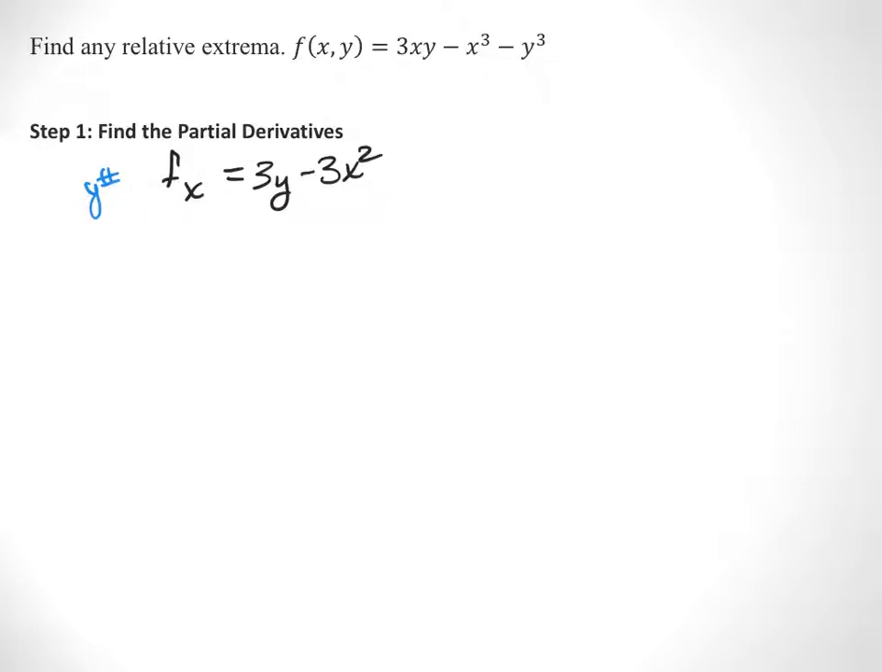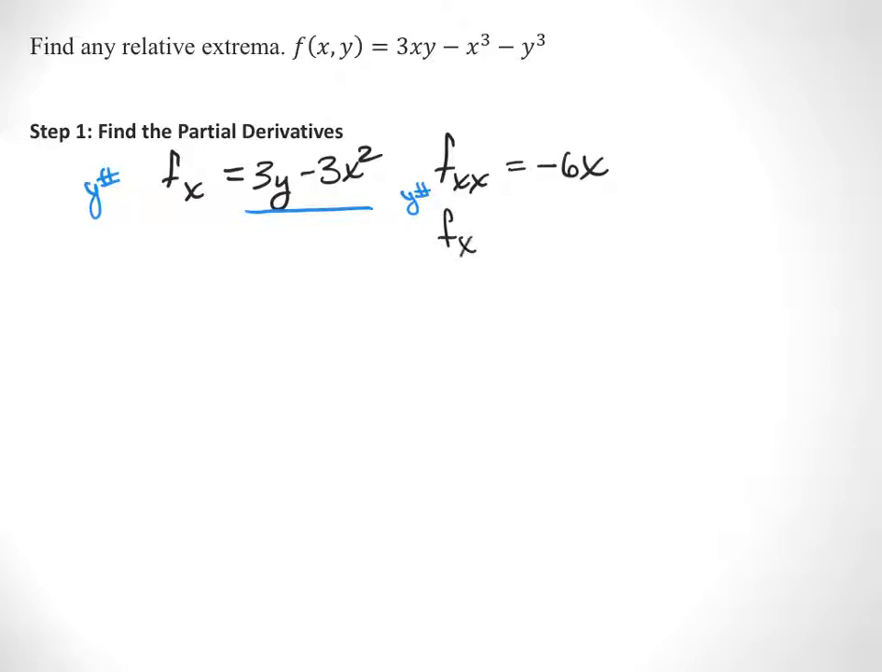So let's go ahead now and take a look at the second order partial derivative with respect to x. So we come back to here again, and y is still just a number on this one. And so the first term, 3y, the derivative is 0. The second term gives us negative 6x.